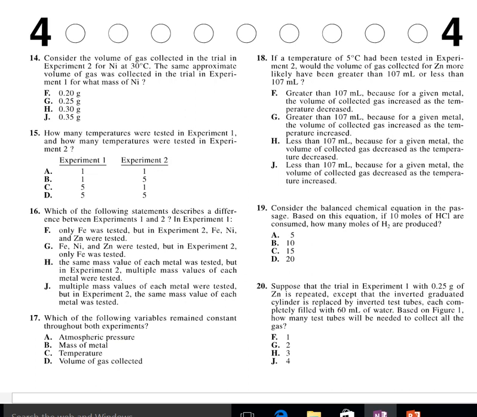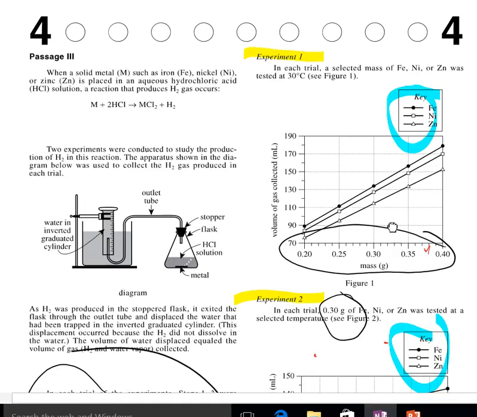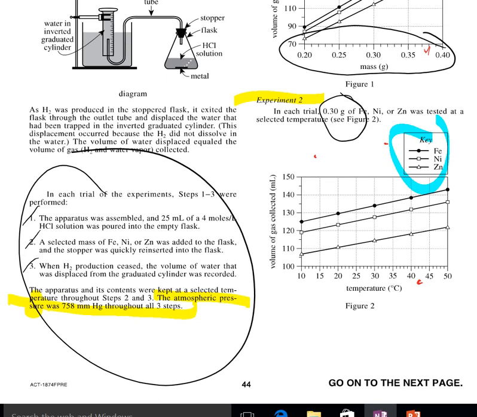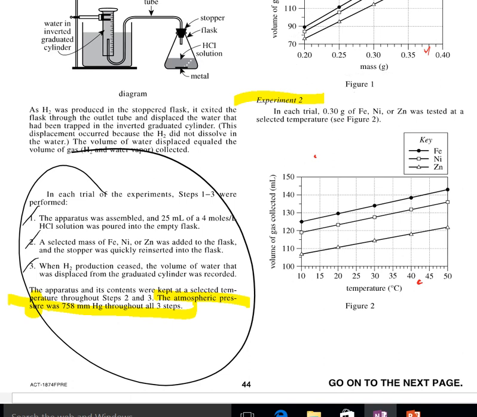Number 18. If a temperature of 5 degrees Celsius had been tested in experiment 2, would the volume of gas collected for Zn, zinc, more likely have been greater than 107 milliliters or less than 107 milliliters? And so let's look at that chart. So we're doing the second experiment. Let's clean this all up again. So we're looking at 5 degrees Celsius, which would be right over here, and we're looking at zinc.